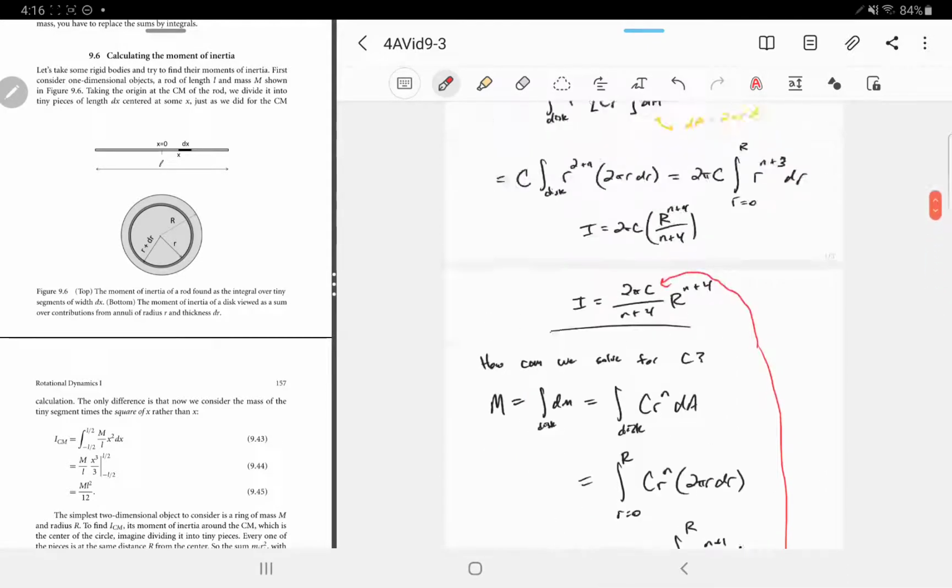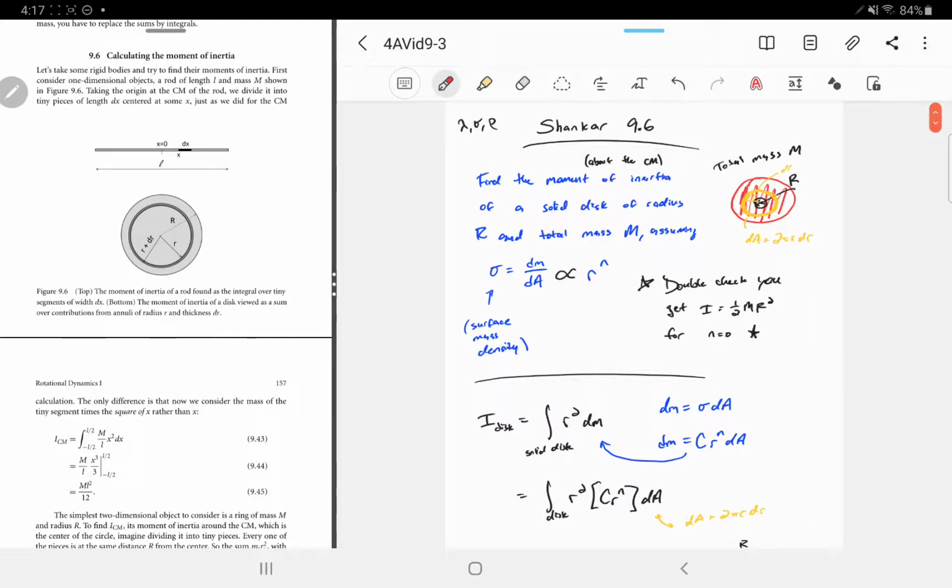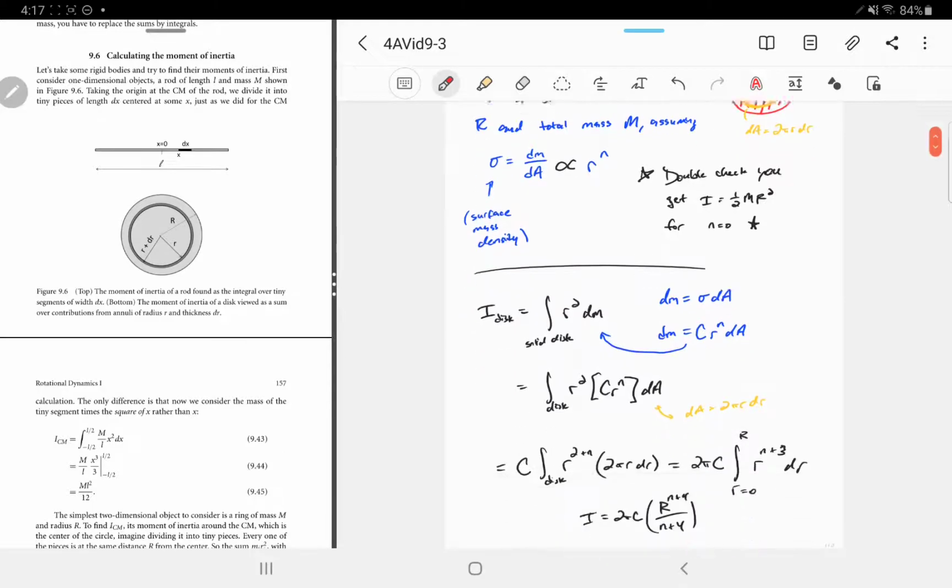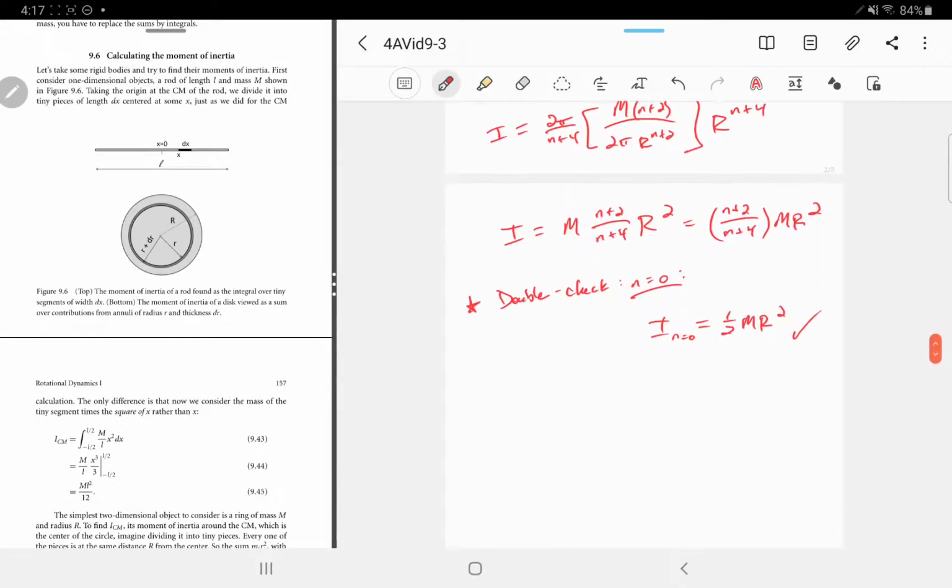Another double check is the n goes to infinity limit. So if n approaches infinity, then that means the surface mass density increases the more you get to the edge. And in the limit that n goes to infinity, basically all of the mass is at the edge. So before I even plug anything in, I would expect that in the limiting case that n goes to infinity, our moment of inertia should be m r squared because all of the mass is at a distance r from our central axis. So let's double check that also.